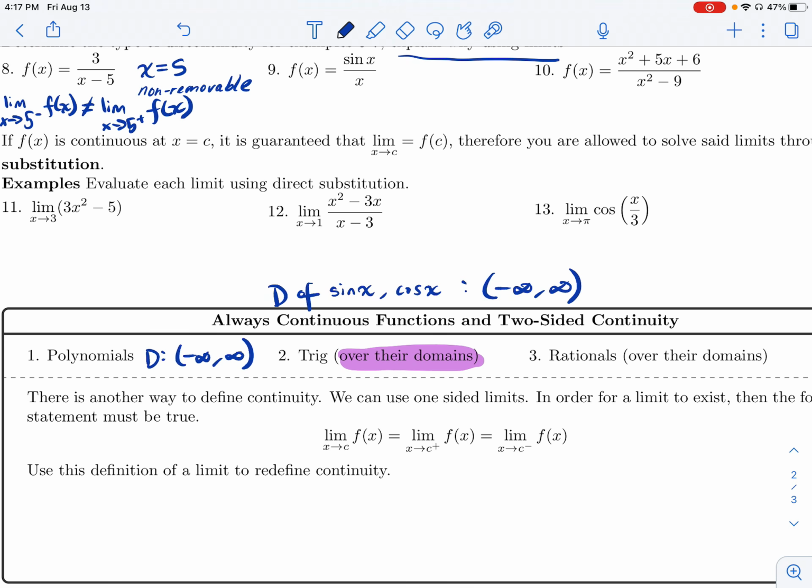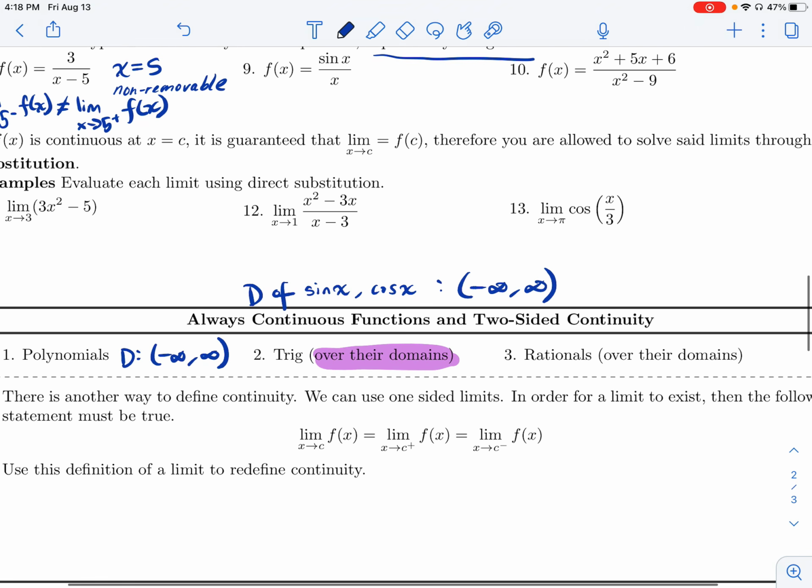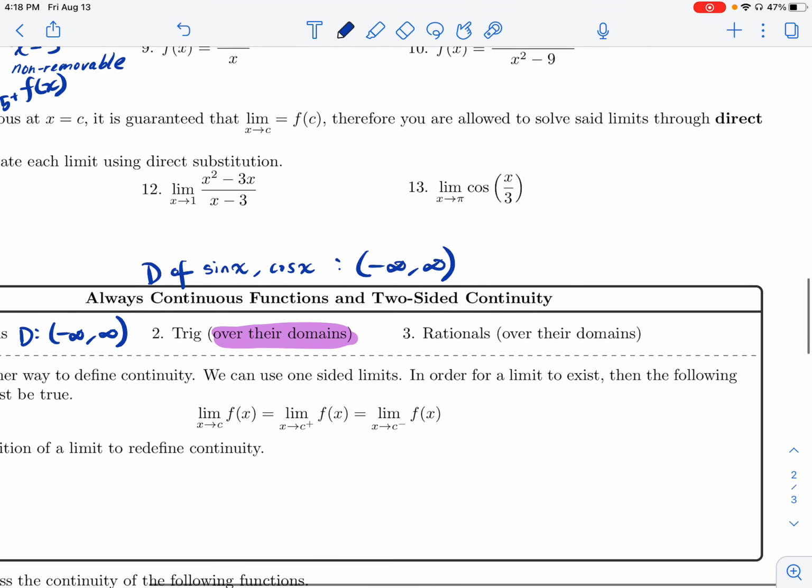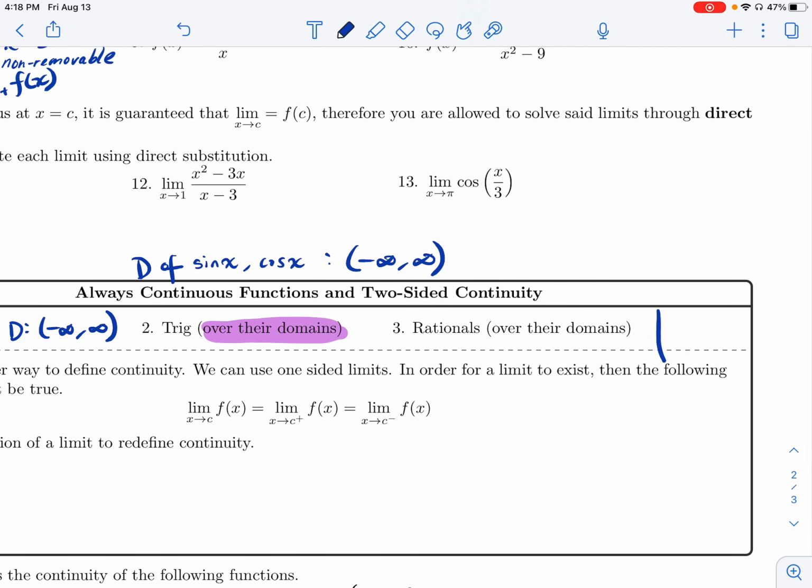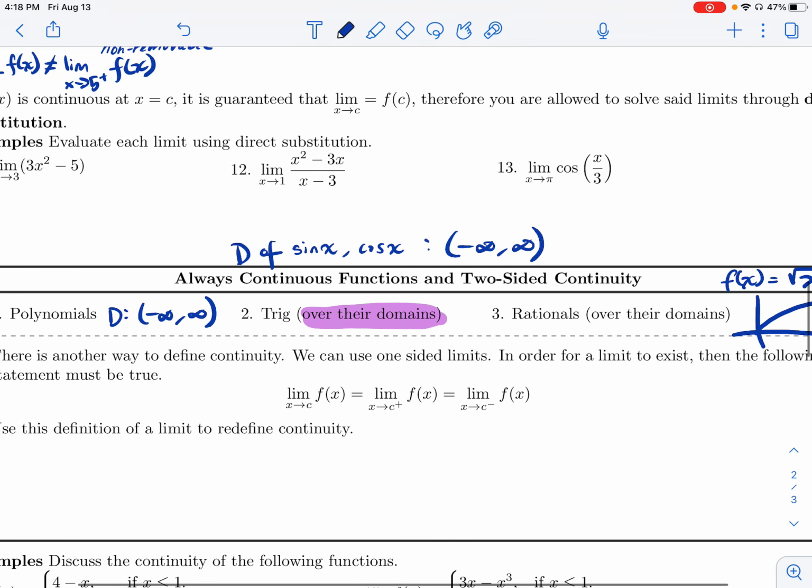But for the other ones, the reciprocal trig functions like cosecant and secant and tangent, those are going to have some domain restrictions, specifically some vertical asymptotes. So you'll definitely want to review that, and you can watch my pre-calc lessons on those if you'd like. And then finally, rational functions. Again, over their domain. So something like f of x is equal to the square root of x, making sure that we only understand that over its domain, that function is going to be continuous because it is always going to be defined at every point on its domain, and the limit will always exist there.